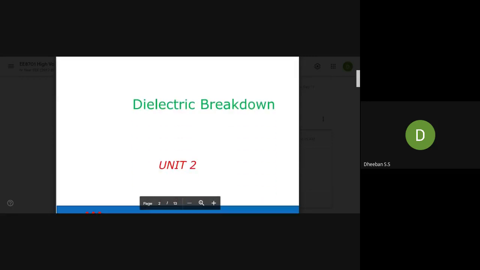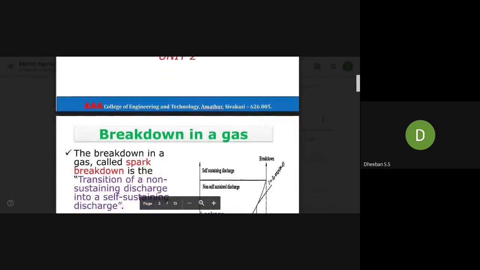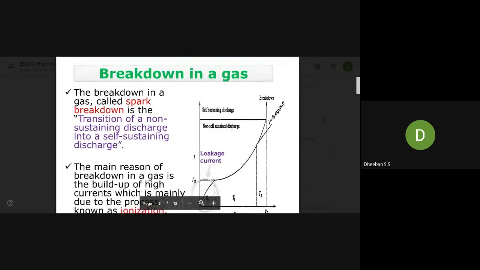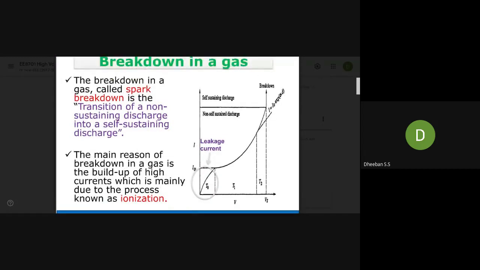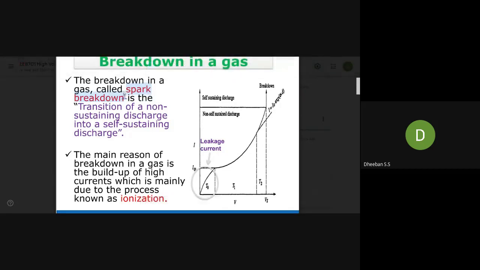So this is the unit topic. First, we'll be seeing with respect to this: breakdown in the gas. In general, the breakdown in the gas is normally referred to as the spark breakdown.